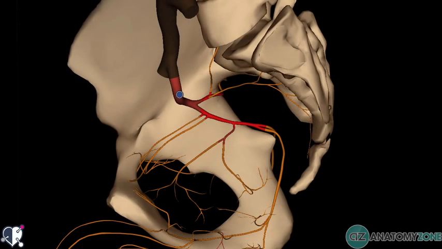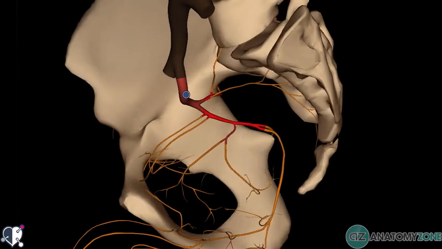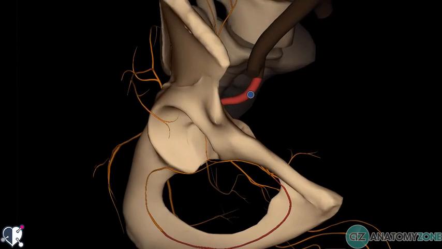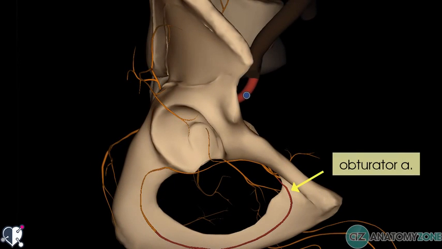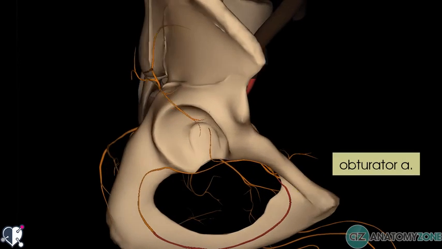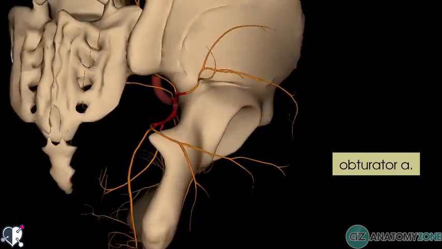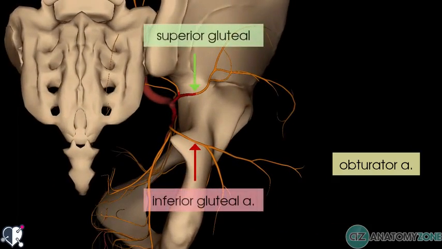The internal iliac arteries give off several branches. It's quite a complicated artery with multiple branches supplying the pelvic structures, the gluteal region, and also giving off some branches which descend to supply the thigh. Two branches, the obturator artery and the inferior gluteal artery, enter the thigh. The superior gluteal artery and the inferior gluteal artery supply the gluteal region, but we'll take a look at the branches of the internal iliac artery in more detail in separate tutorials.